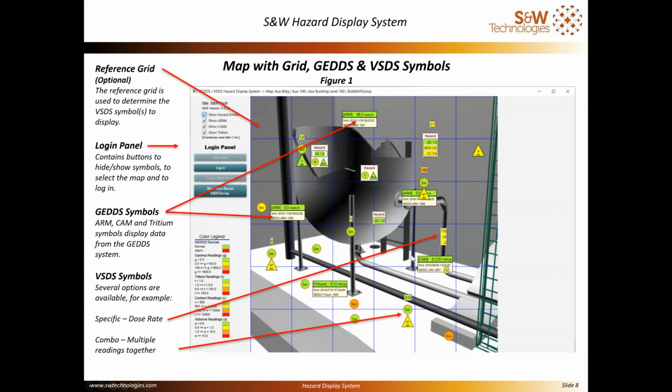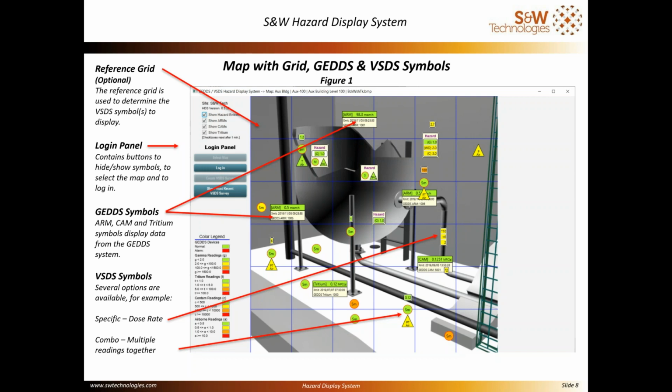So here we have a map from VSDS, my typical backwash tank map that I use all the time. And we have some symbols here. Here we have an area monitor symbol, a couple of those. We have a continuous air monitor symbol from GEDS and a tritium monitoring symbol. And these are updating, and they'll be updating in real time.